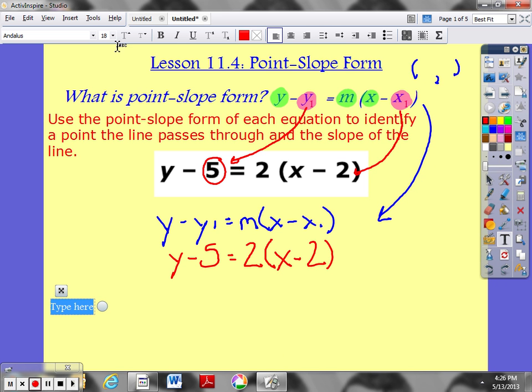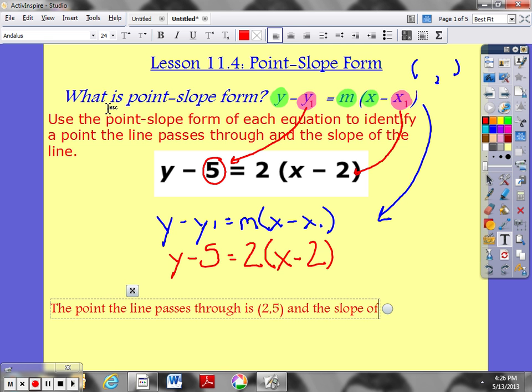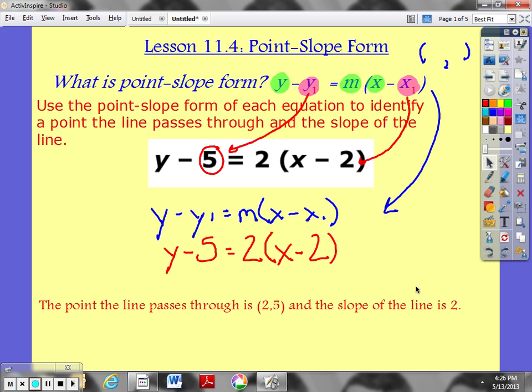Make this a little bit bigger. The slope, well, let's go the point. The point the line passes through is, now I have to put x value first, 2, 5, and the slope of the line is 2. And I am done. That wasn't that difficult.